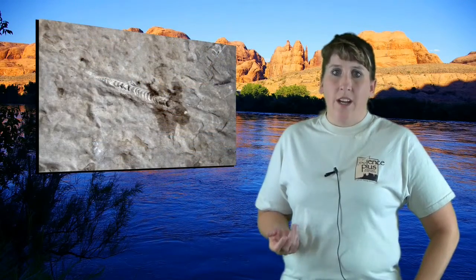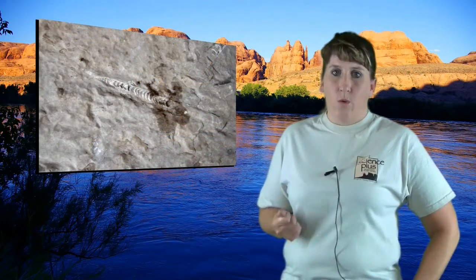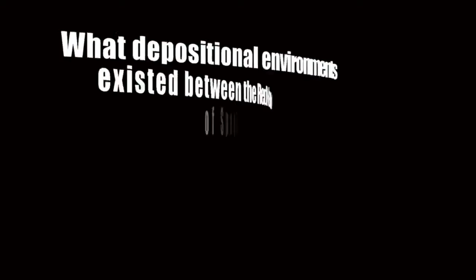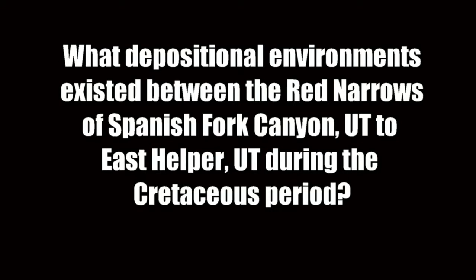And now for our final stop. At this location, the observations are as follows. The material is well sorted and fine-grained. Color is gray to black, and the rock is a shale or a siltstone. We also find trace fossils such as cephalopods. At this point, we will pause for class discussion to identify this environment. And while you're at it, go ahead and answer our question of what depositional environments existed between Spanish Fork Canyon, Utah and East Helper, Utah during the Cretaceous period.